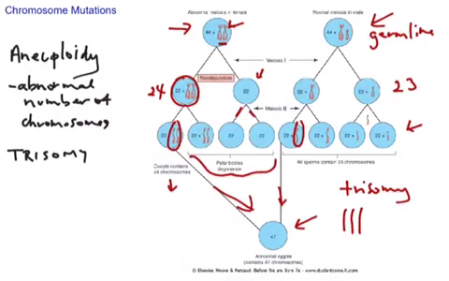This, for whatever reason, seems to most commonly happen with chromosome numbers 21, 18 and 13. If you end up with trisomy 21, that is 3 copies of chromosome number 21, then you have Down syndrome.